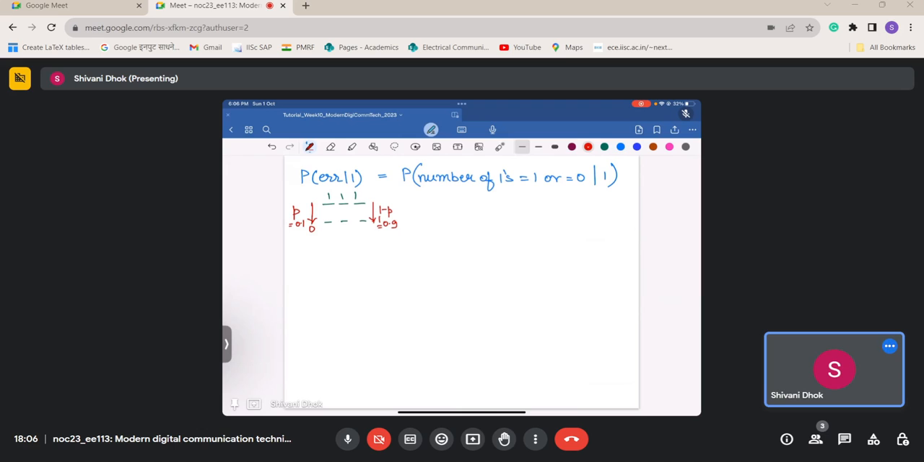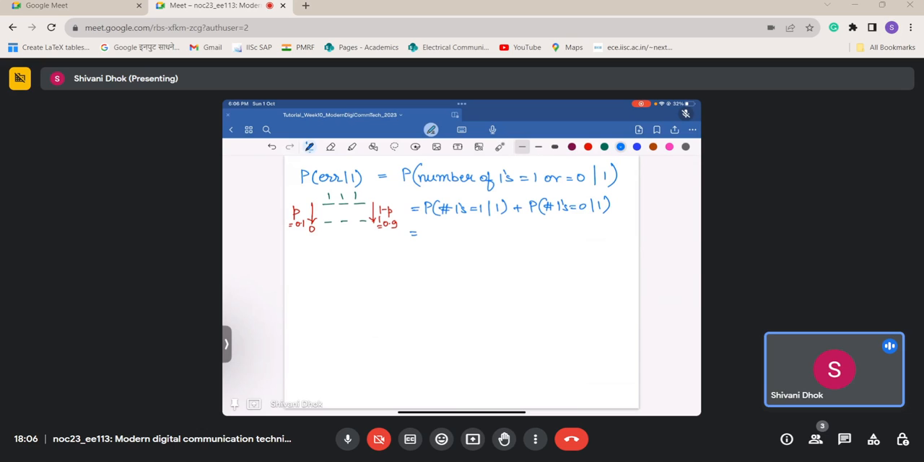So this event, that the number of ones is 1, that only one bit remains as it is, or none of these bits remain as 1, is disjoint. So I can write this as probability that the number of ones is equal to 1 given 1 being transmitted, plus probability that the number of ones is equal to 0 given 1 being transmitted.